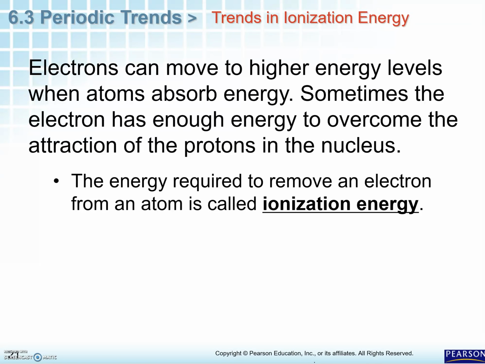Now comes trend number 3. This trend is called the ionization energy. Now remember back to the fire demonstration where electrons can move to higher energy levels whenever they absorb heat. Sometimes that's enough energy that it can overcome the attraction of the protons in the nucleus and actually leave the atom. So the ionization energy, here's a good new term for you to write down, is the energy required to remove an electron from an atom.